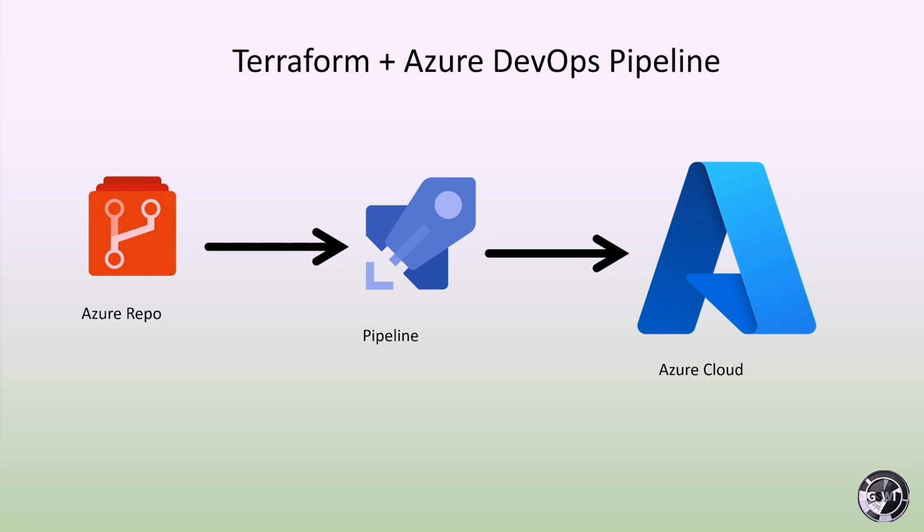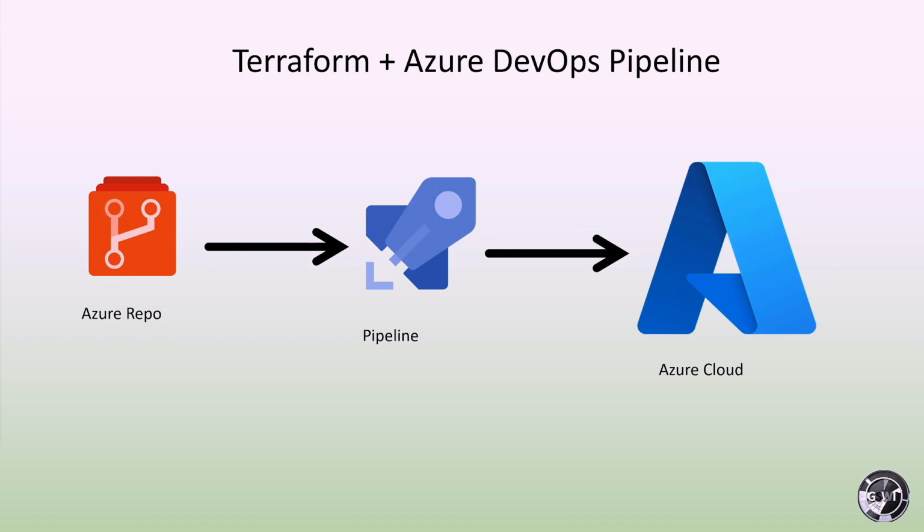Hello guys, in this session we are going to learn how to deploy your Terraform project using Azure DevOps Pipeline. Prerequisite for this, you should have Azure DevOps project ready. Terraform code should be in Azure repository. I will show you in demo how to move code into Azure DevOps from VS Code.